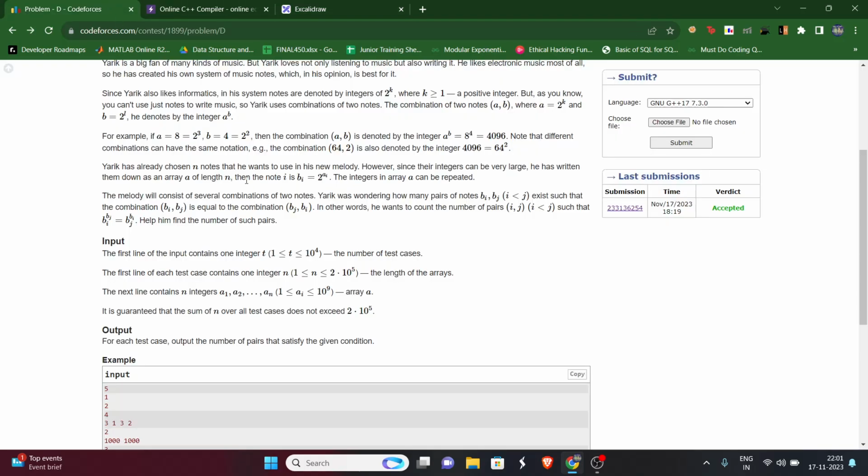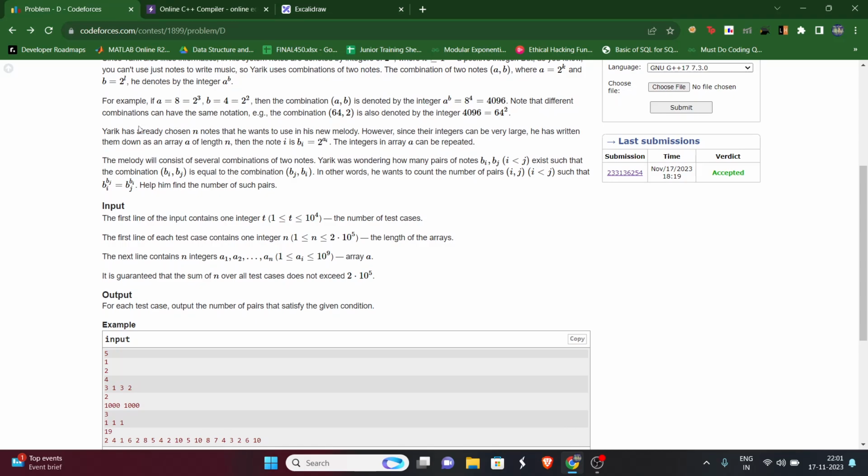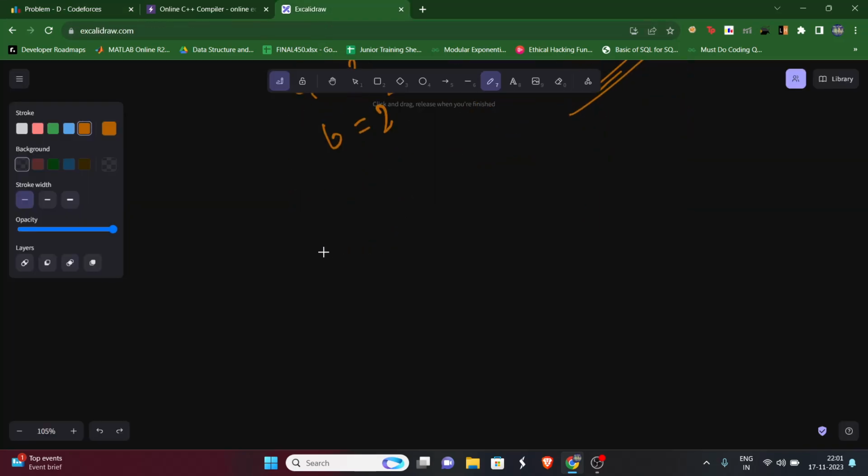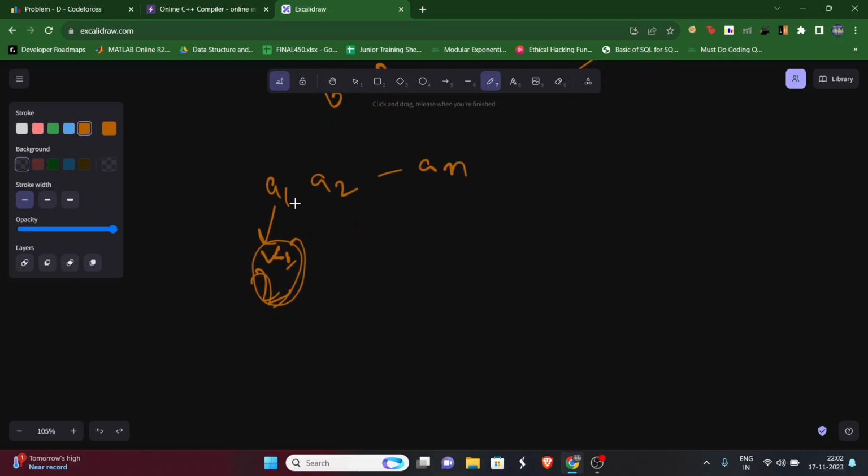Now the question further says that he has produced n notes. Let's say he has produced n notes a1, a2 till an. Ideally we know that each should be some power of 2. So instead of giving the total value, it is given the value k, or more specifically, a1, a2, an represent the power of 2 for each note.